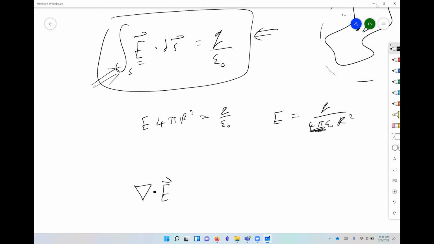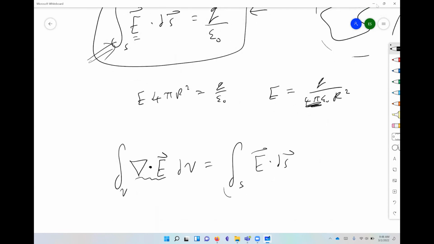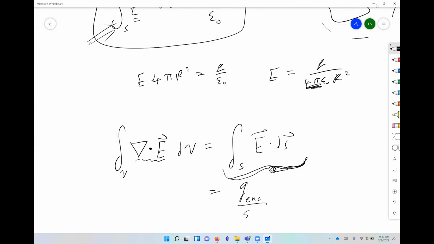I can calculate the divergence. According to the divergence theorem, the volume integral of the divergence of E dV should be equal to the surface integral of E dot ds. But according to Gauss's law, we already know that this integral, the flux of E over any surface, is going to equal the total enclosed charge, Q enclosed, over epsilon naught, or epsilon if it's some other medium.